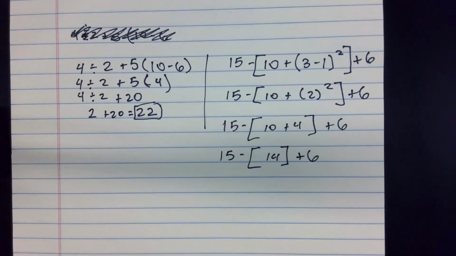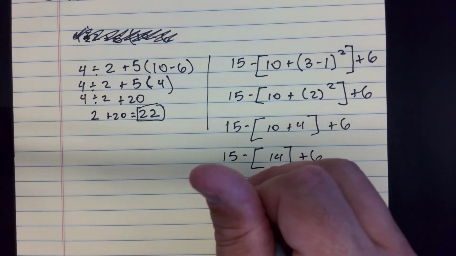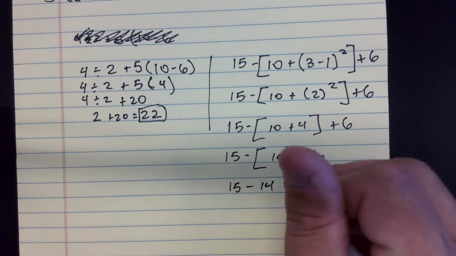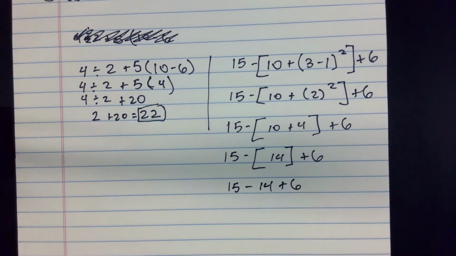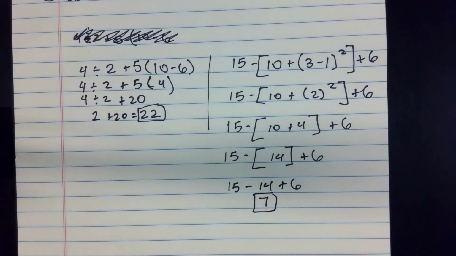She went 10 plus 4. So as soon as you get down to one number inside of the bracket, I get rid of it. So we go to there, right? And then from here, as soon as you get to add and subtract, you can just work left to right. So 15 minus 14 is 1, plus 6 is 7. And there's your answer. Look, this is terrible. I wrote on it.